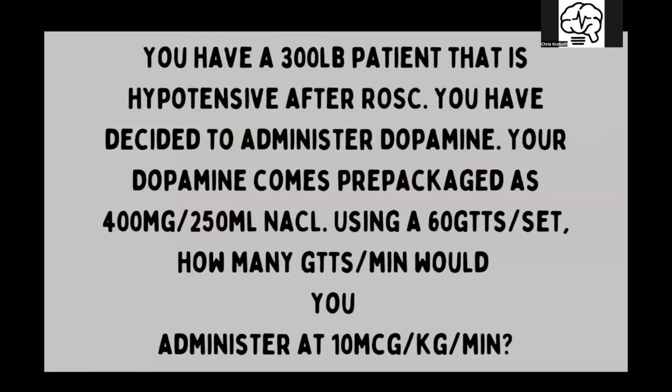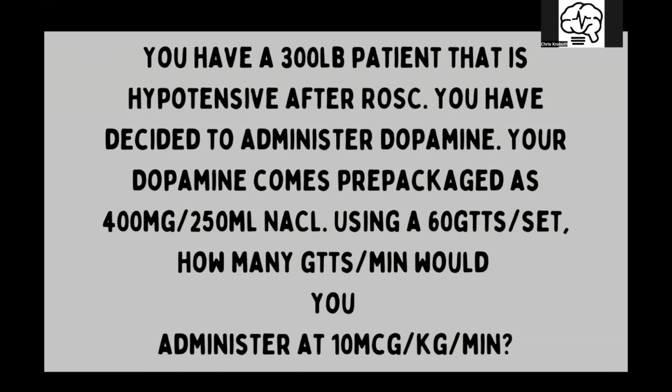So you have a 300-pound patient, hypertensive after ROSC. You decide to administer dopamine. Like I said, not many places are doing this because of the amount of stratification between what the effects are at the different doses, whether it's renal perfusion, cardiac output, contractility, rate, vasculature. But your dopamine comes prepackaged, 400 and 250. So it's a 1,600 mic concentration using a 60-drop set. How many drops would you administer at 10 mics per kilogram per minute?